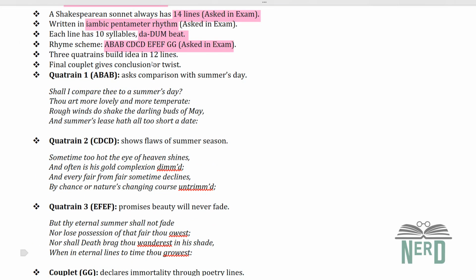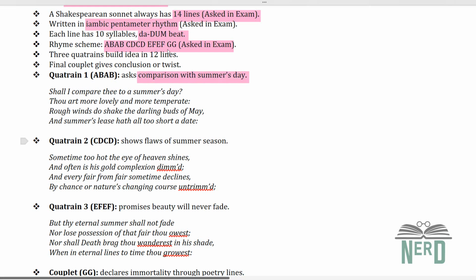Then comes the couplet, the final 2 lines, which usually deliver a punchy conclusion or even a twist. Now, let's take Sonnet 18, Shakespeare's most famous one. Shall I compare thee to a summer's day? In the first quatrain, the poet wonders about the comparison.